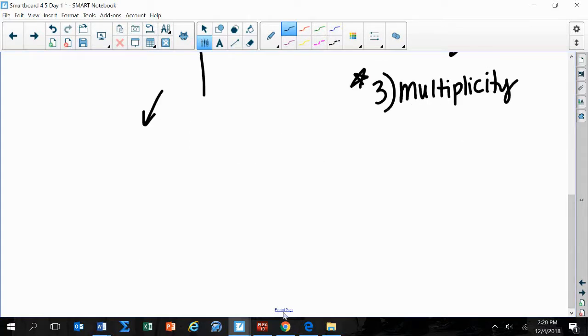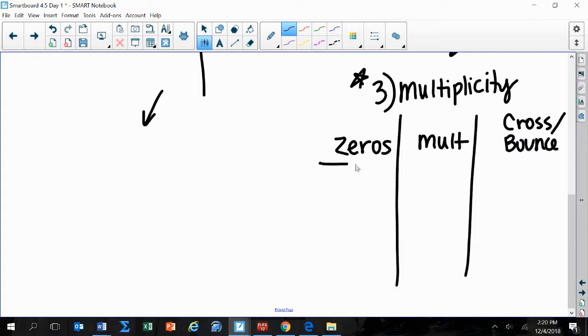So I'm going to make a graphic organizer just to help summarize this. I'm going to list my zeros, write what the multiplicity is, and then describe whether or not there's a cross or a bounce. So what were my two zeros? I had an intercept at 0, and I had an intercept at 3. What was the multiplicity of 0? 1, because the 2x appeared once. And the multiplicity of 3 was 2, because my x minus 3 factor appeared twice.